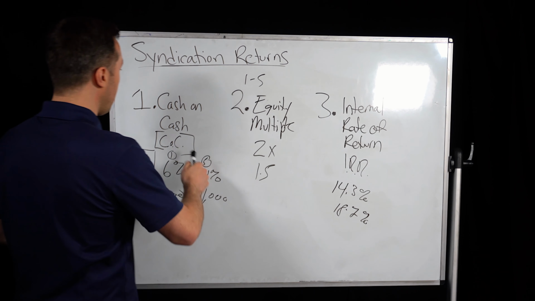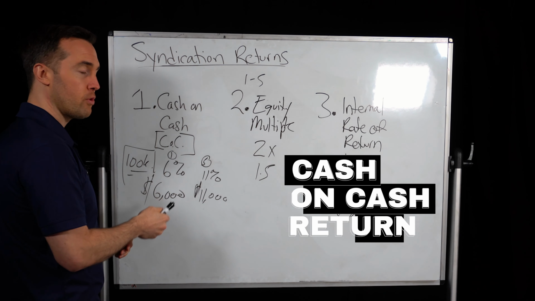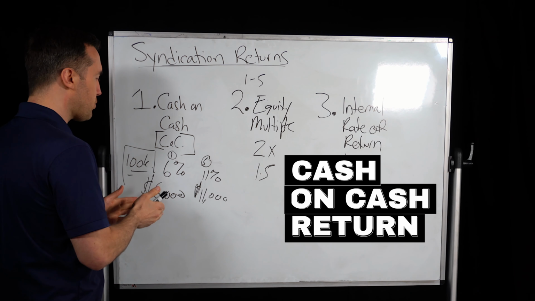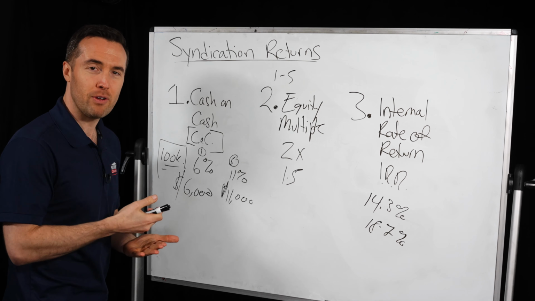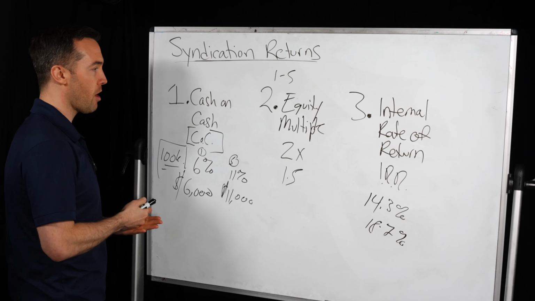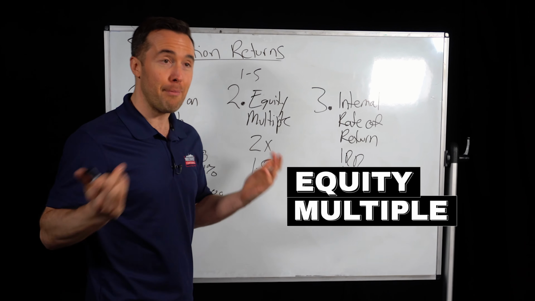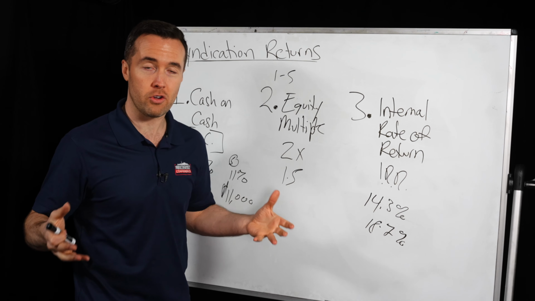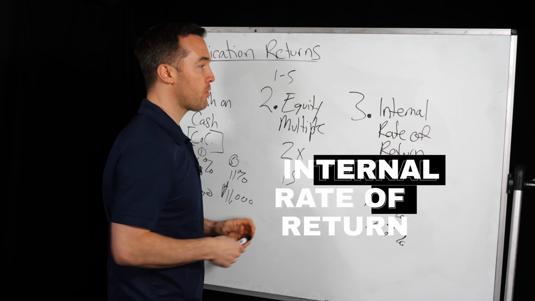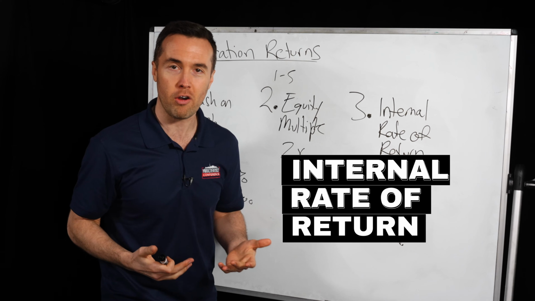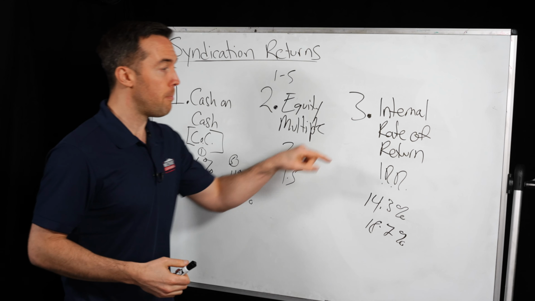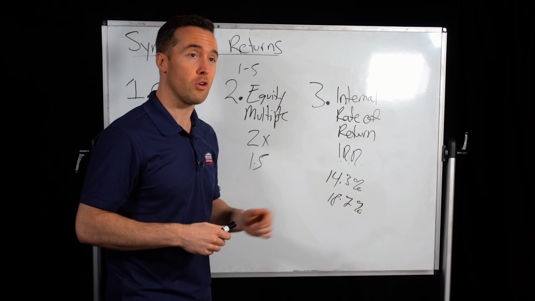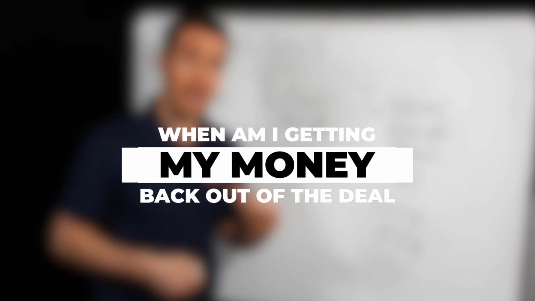So like I said, we've got number 1, cash on cash return. Really great, really straightforward. Hey, how much money is my investment making me every single year? What percentage am I earning on my money? Equity multiple, well, how much is my investment growing over the long-term life of the deal? And number 3, internal rate of return, IRR. Well, hey, how hard is my money working? Just like cash on cash, but how valuable are those dollars? Because when am I getting my money back out of the deal?